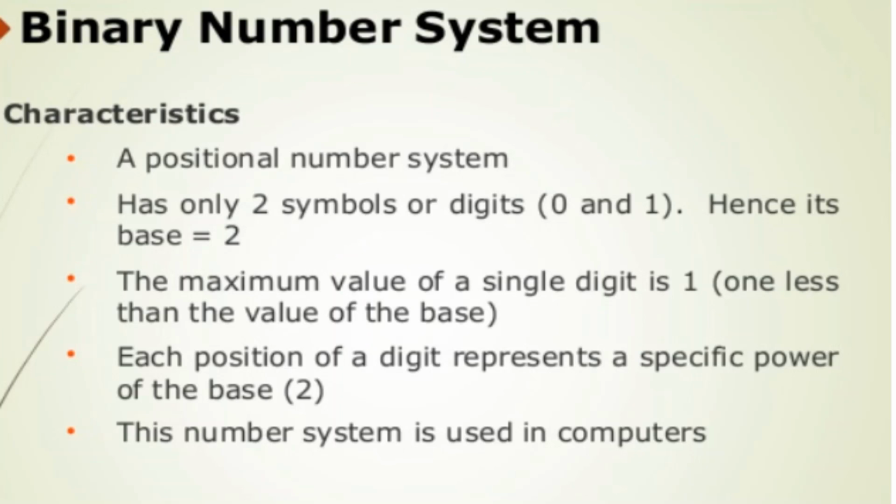Let's move forward. What are the characteristics of the binary system? It's a positional number system. Of course it has two symbols or digits, 0 and 1, so it's called the base 2 number system. The maximum value of a single digit is 1, and each position of a digit represents a specific power of the base 2. This number system is used in computers.